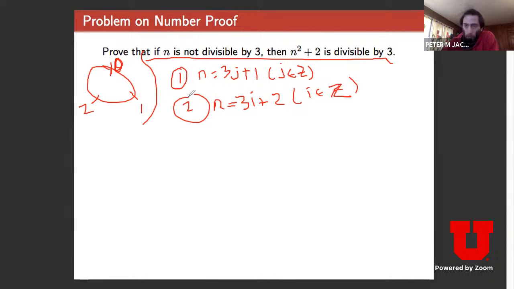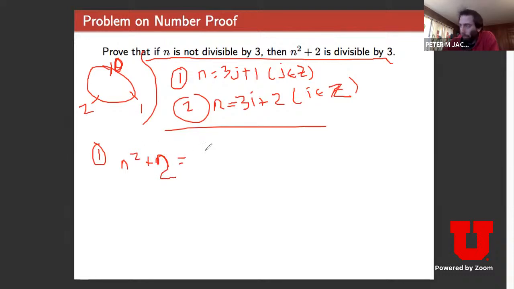So we'll now handle the first case and show that n squared plus 2 is divisible by 3. Under case 1, if we want to show that n squared plus 2 is divisible by 3, we're going to try to simplify n squared plus 2 and show that it can be written as 3 times some integer. So let's start with n squared plus 2. Whenever we're doing a proof, we want to try to use what we know. And what we know in case 1 is that n is 3j plus 1. Sorry, this is a 2.